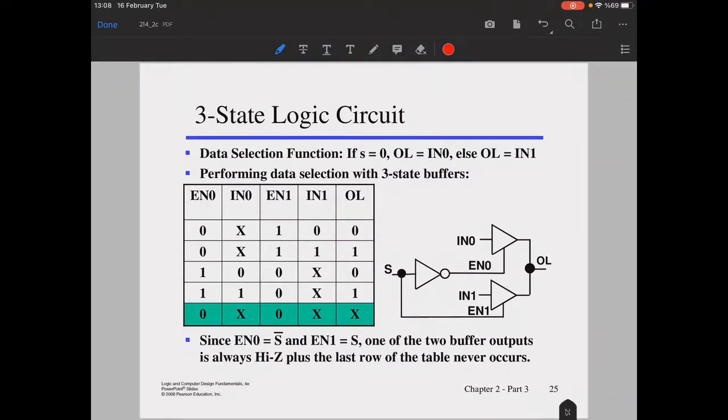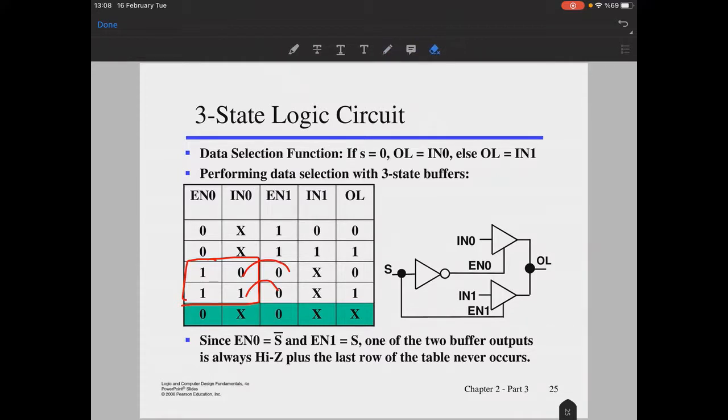Okay, let's take a look at a 3-state logic circuit and how we can use it in an interesting or beneficial way. So you have here 2 buffers, and this one is disabled here, and the other one is enabled, and you see its reflection in the output. And in the second set of rows, buffer 0 is enabled this time, and you see its effect on the output.